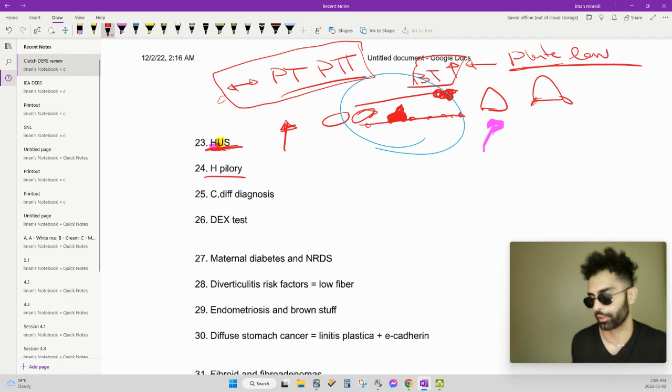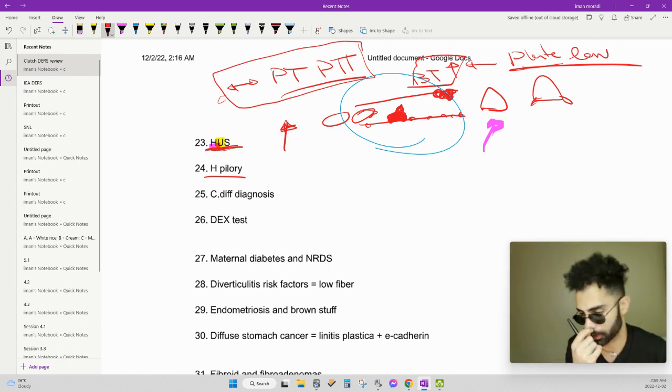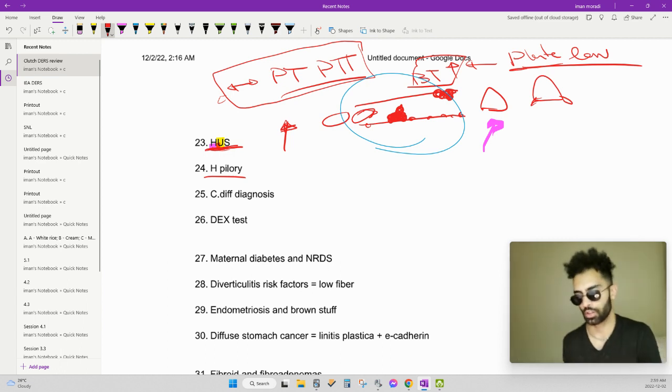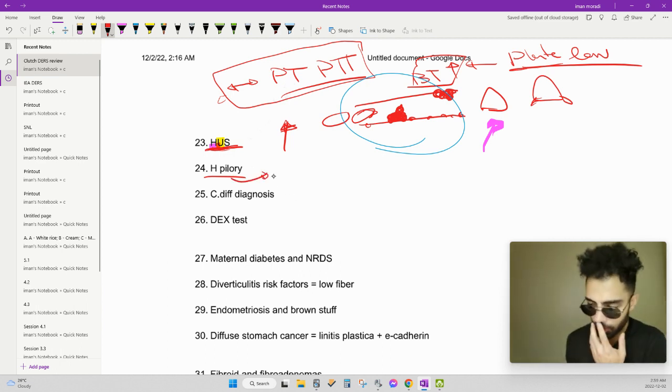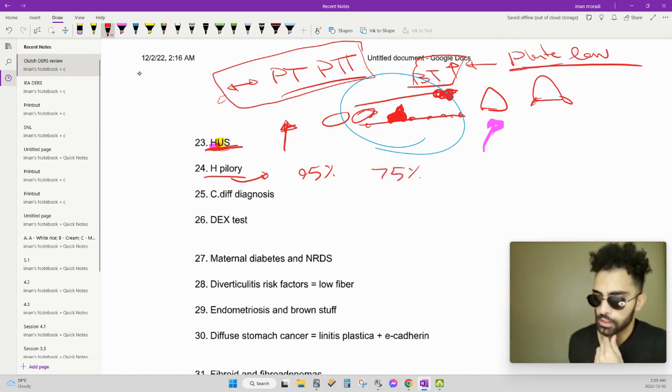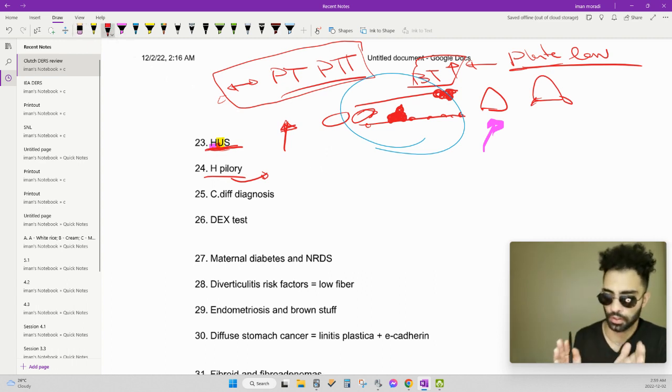Okay, H. pylori. There's a bunch of virulence factors you should know, but I want to relate it to the pathology. It's the most common cause of duodenal ulcers. 95% of duodenal ulcers are a result of H. pylori. Something about 75% of ulcers of the stomach are a result of H. pylori.